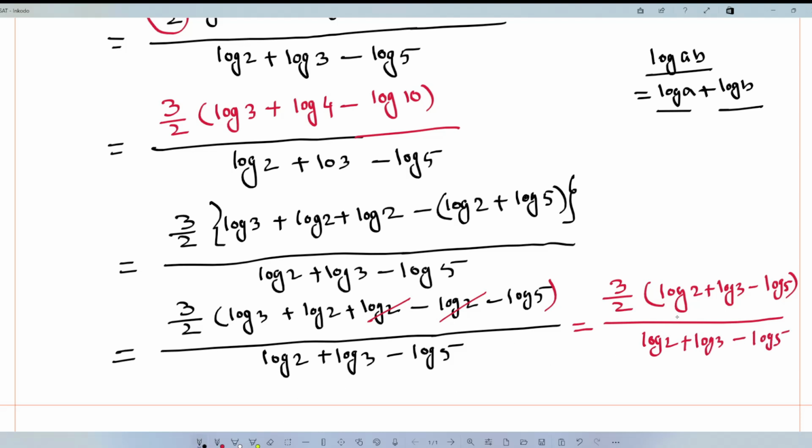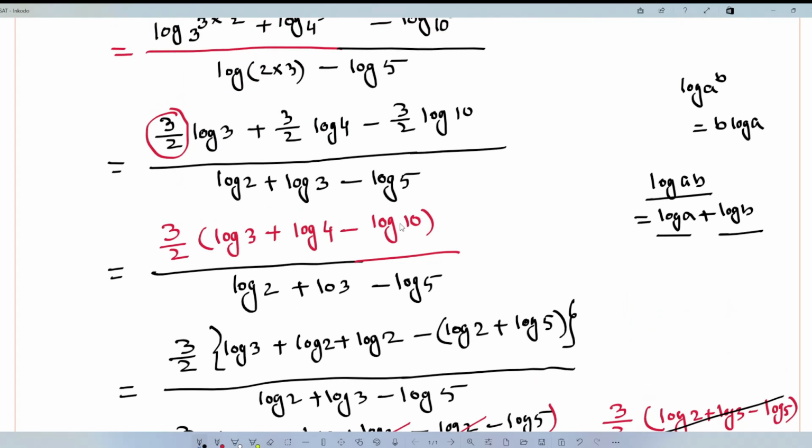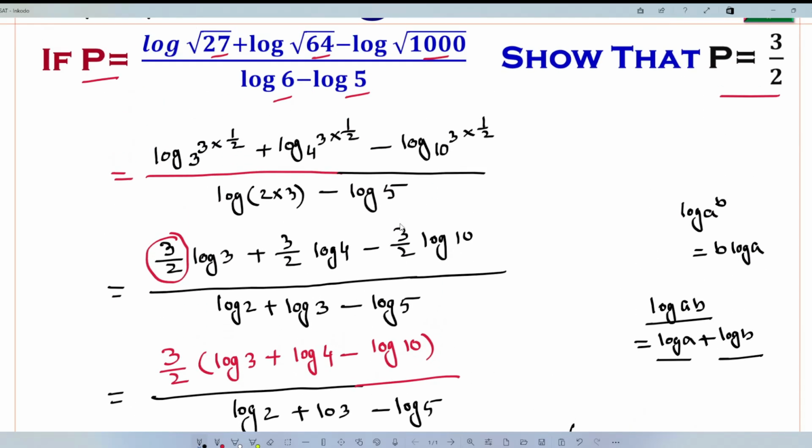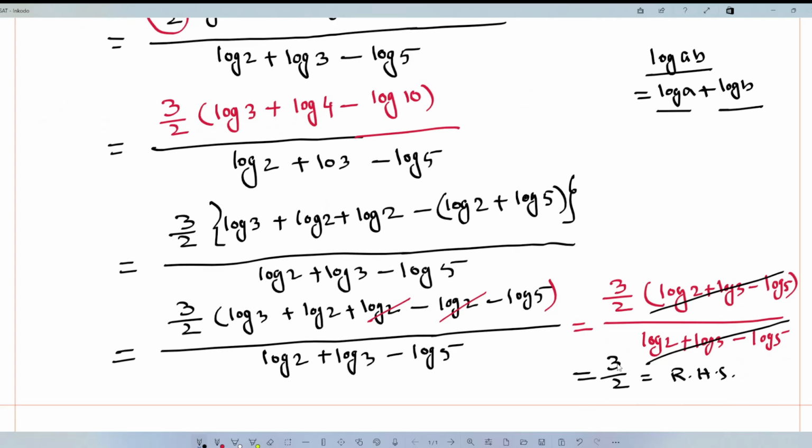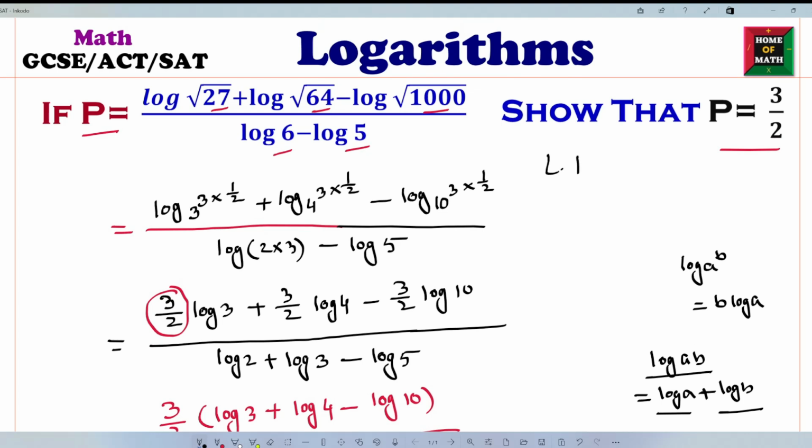So denominator and numerator we can cancel, so we can write 3 by 2. Look, the right side is also 3 by 2. So look, this is very important math, no doubt, and we are simplifying this logarithm in a very sophisticated way, one by one, step by step we try to solve this one. So show that p equals 3 by 2, we already get 3 by 2. So left hand side equals right hand side, so solved.